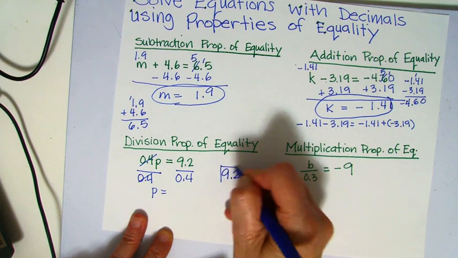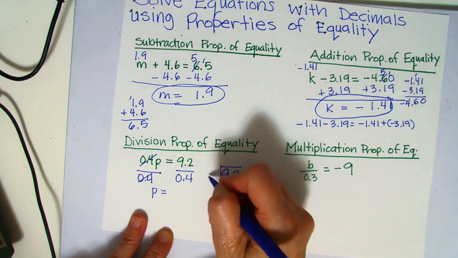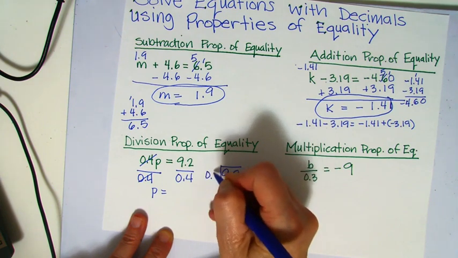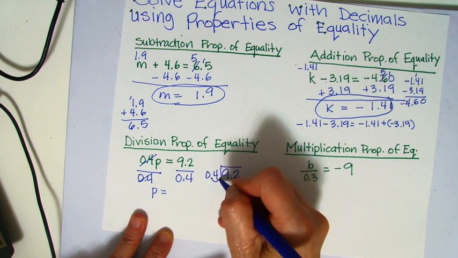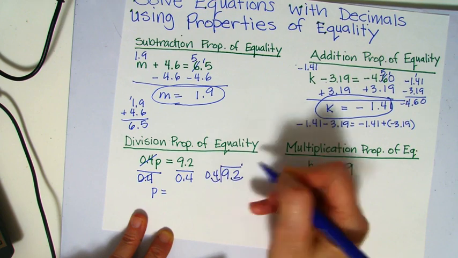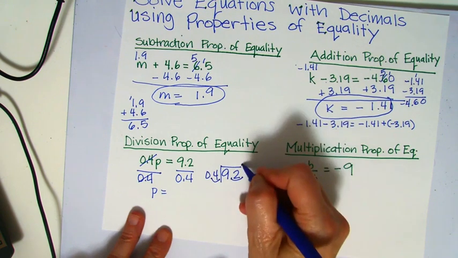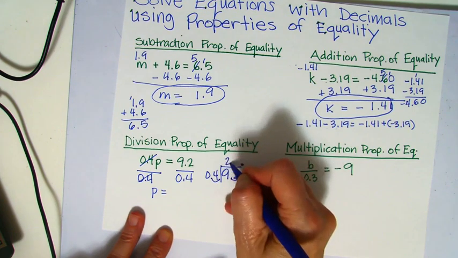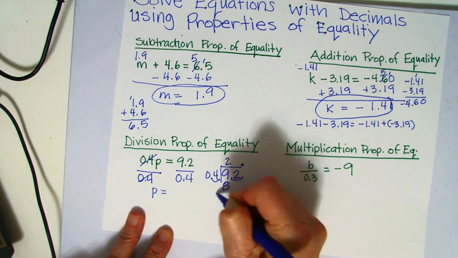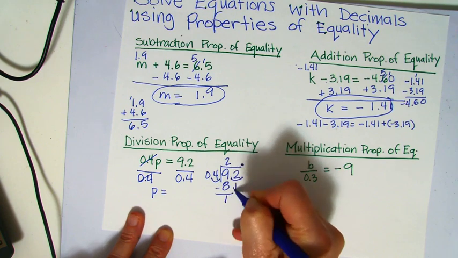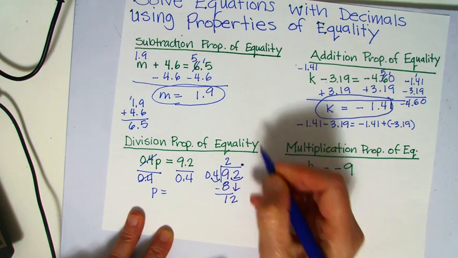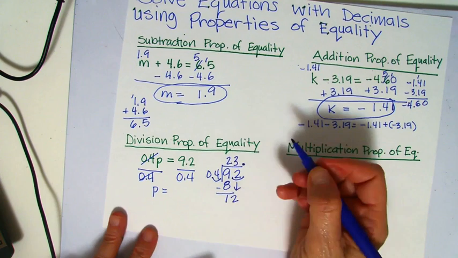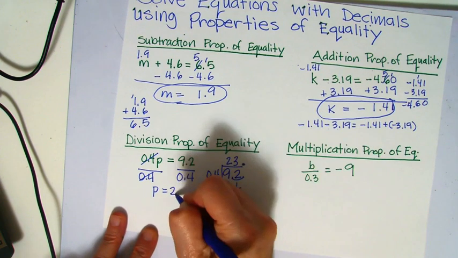9.2 divided by 0.4, I can move the decimal and bring up the decimal point. 4 will go into 9 2 times. 4 goes into 12 3 times. So P equals 23.